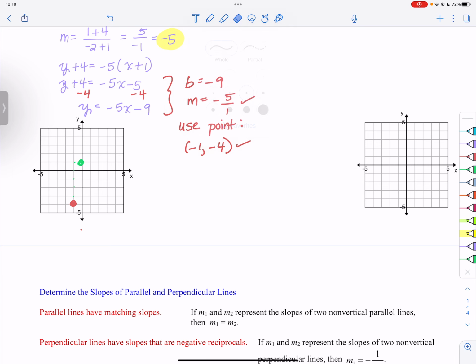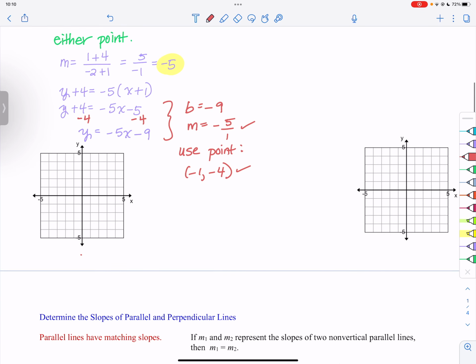Whoops. Let's start that one over. So what we can do is put our point on the graph, which is negative 1, negative 4. And for a slope of negative 5, we can have 5 over negative 1. So we will go up 5, and then we'll go to the left 1. And then we can connect those 2 points.